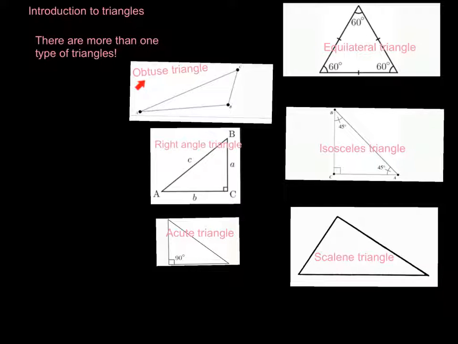If you're looking at an obtuse triangle, you have to know that an obtuse triangle has an angle that is more than 90 degrees. If you're looking at your right triangle, you have to realize that your right triangle will have a right angle of 90 degrees exactly. If you're looking at your acute triangle, you have to realize that all angles are going to be less than 90 degrees.